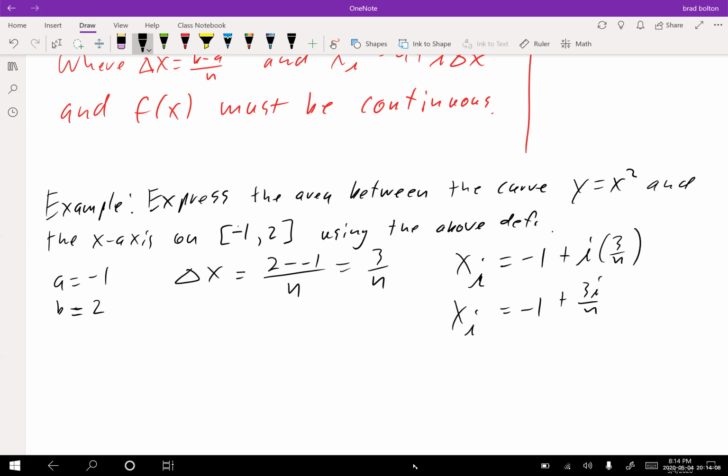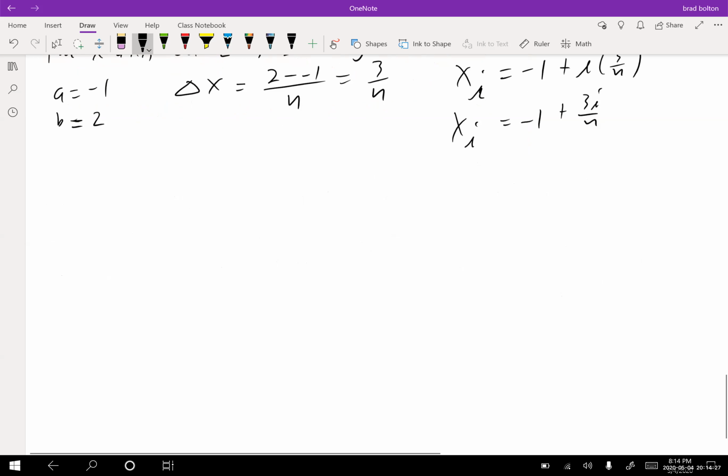So this is my x sub i, and this i is a subscript. It is not the imaginary number i, okay? This is just a subscript. You could have called it j. Some books use j, some books use k, whatever it is. Okay, so we have my delta x and we have my x sub i. Now, is x squared a continuous function? Yes, it is. So we're going to try to mess with this a little bit.